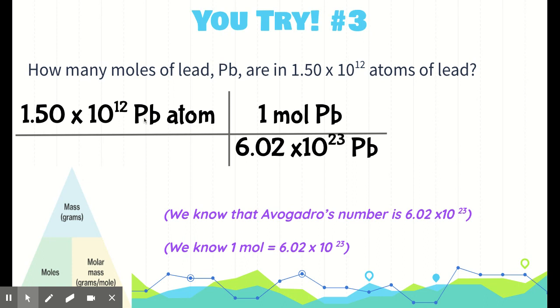So in this case, again, sorry, I got a little sidetracked there, but you have what you started with. You bring atoms down and across. You set that equal to 1 mole because that's what we're trying to get to. And then you just have to solve for that. So you'd have 1.50 times 10 to the 12 times 1 divided by Avogadro's number. So you would end up with 2.5 times 10 to the negative 12 moles of lead.